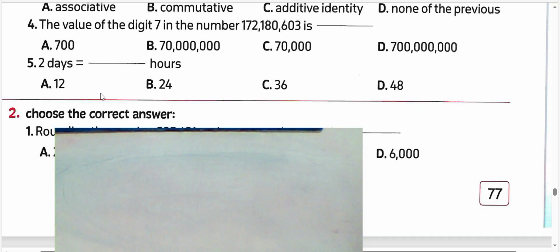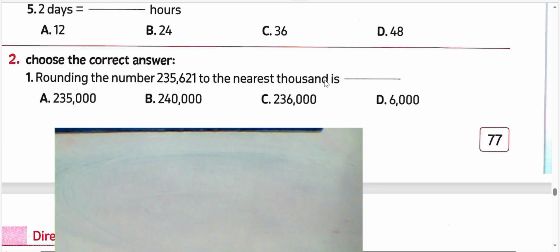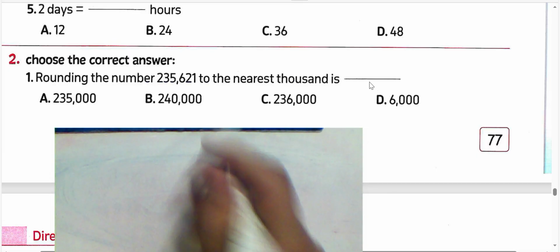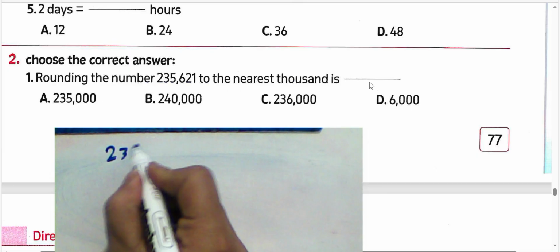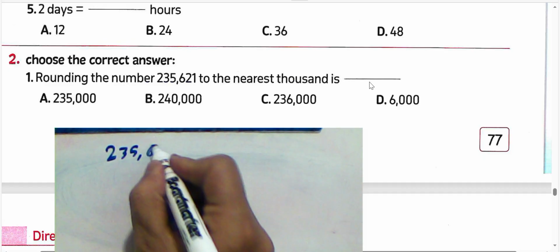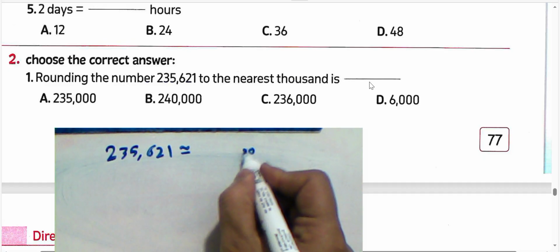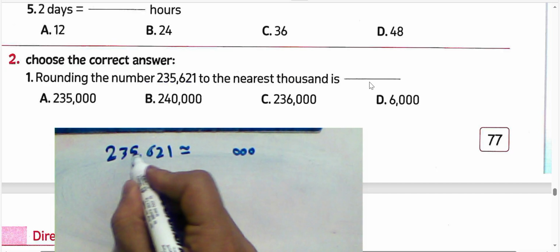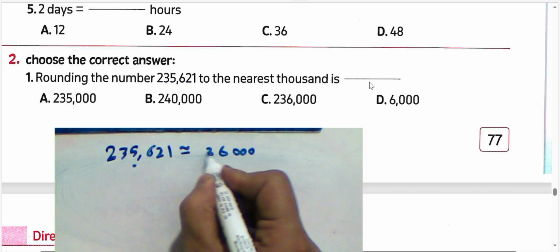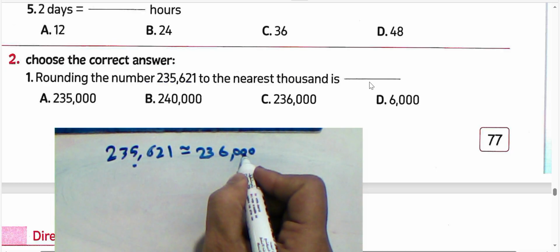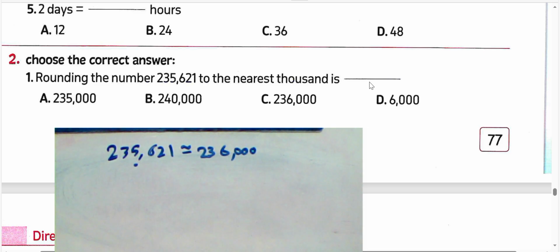Next question. Choose the correct answer. Round the number to the nearest thousand. We have 235,621 approximated to the nearest thousand. The digit 5 rounds up, so 6 and 3 and 2. The result will be 236,000. Choose letter C.